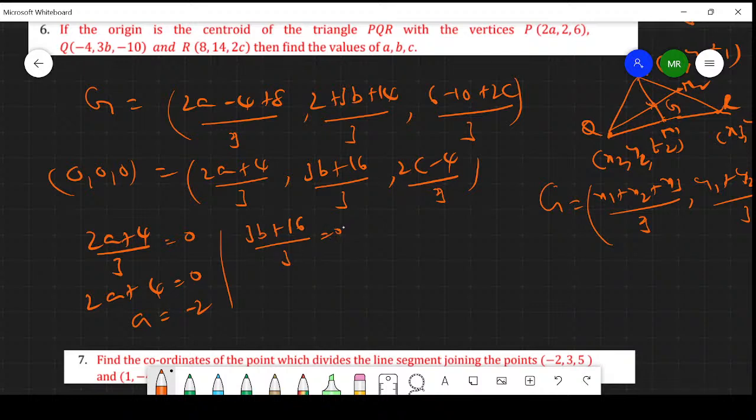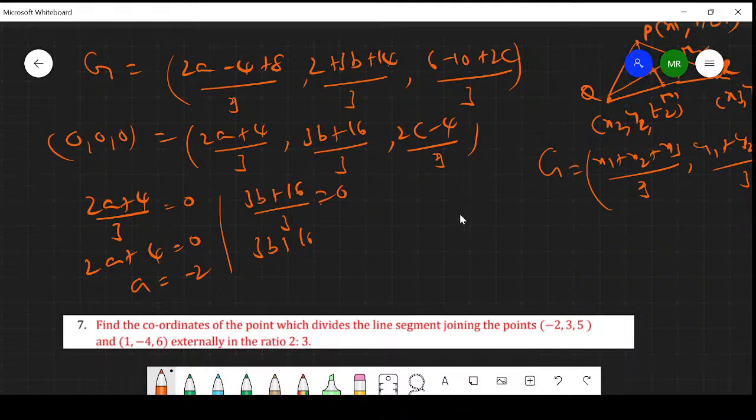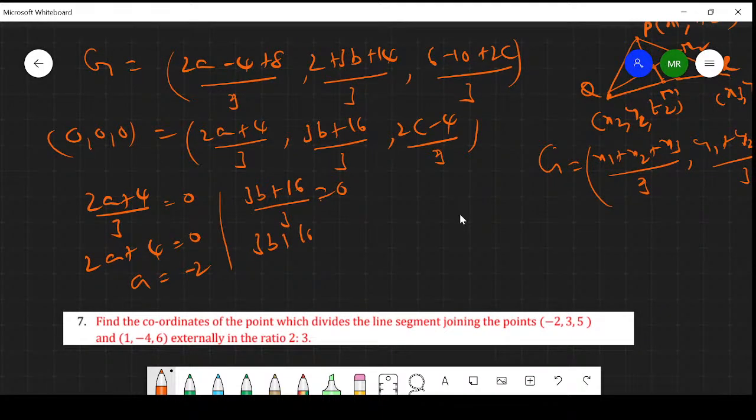And again, 3b plus 16 by 3 equal to 0. Do the cross multiplication, y coordinate, comparing both the sides. So 3b plus 16 equal to 0. When I have taken 3b plus 16 equal to 0, then b equal to minus 16 by 3.